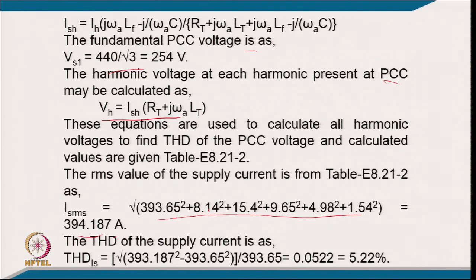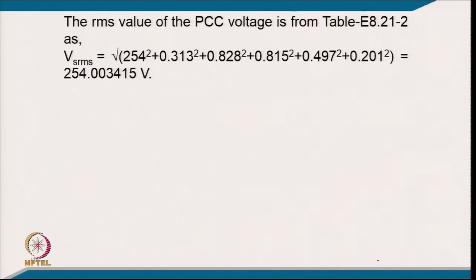And these equations are used to calculate the harmonic voltage at PCC, which are given, and you can have the total RMS current going into the supply system. The TAD of the supply current is only 5.22%, and the RMS value of the PCC voltage is calculated from all the harmonic voltages plus this.